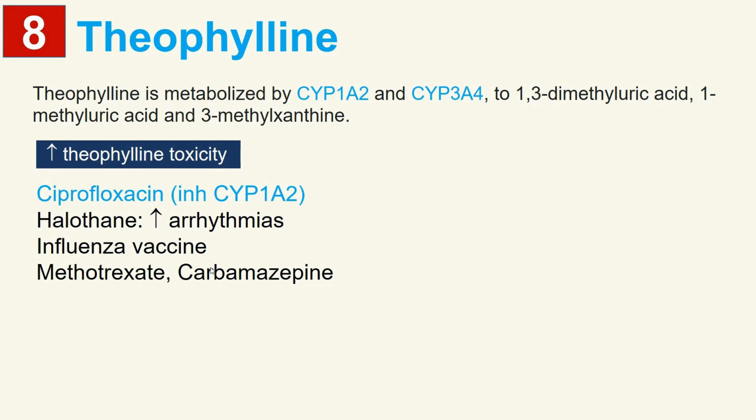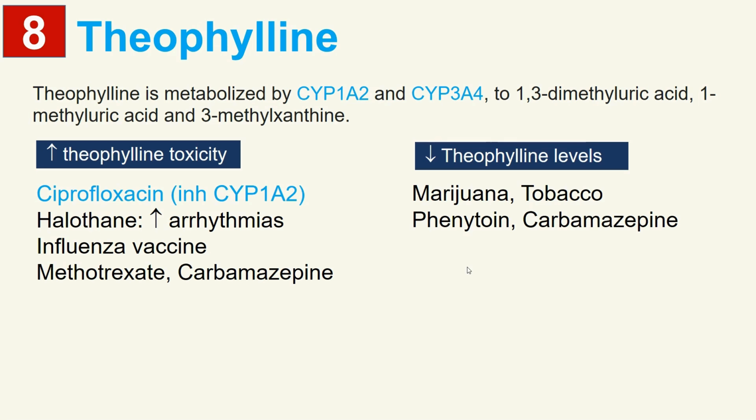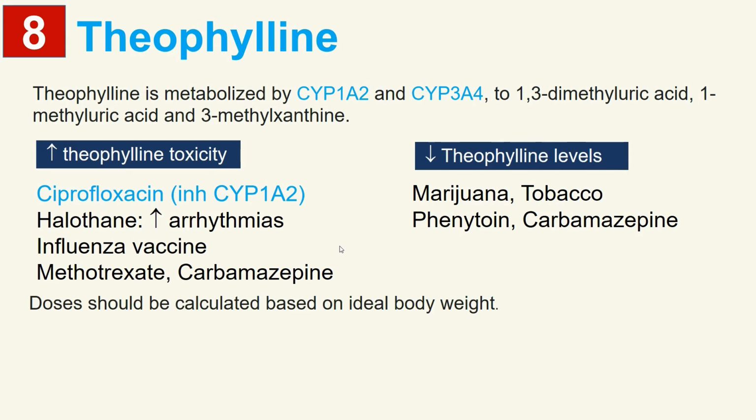Influenza vaccine should be avoided with this because it increases the lithium toxicity, theophylline toxicity, and other drugs that include methotrexate. Well, there are several drugs that also decrease theophylline levels, such as marijuana, smoking, tobacco, phenytoin, carbamazepine. Those are inducers of 1A2, so they result in a decrease in theophylline effect by increasing rapid clearance of those medications.